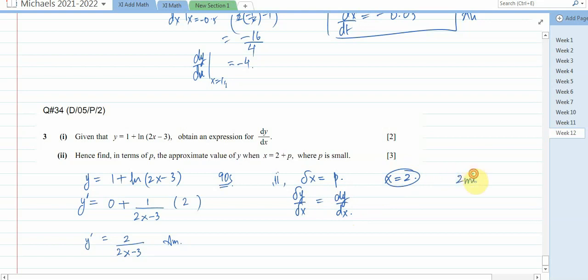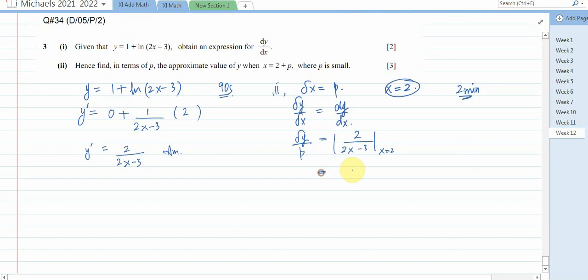So start. Alright, so delta y divided by delta x, which is p, is equals to dy by dx, it's 2 divided by 2x minus 3, and we need to find the value when x is 2 here. Alright, so that is very simple. It's 2 divided by 2 2s are 4 minus 3, it's 2 divided by 1, it's 2, and delta y over p. So delta y is equals to 2 times p here.